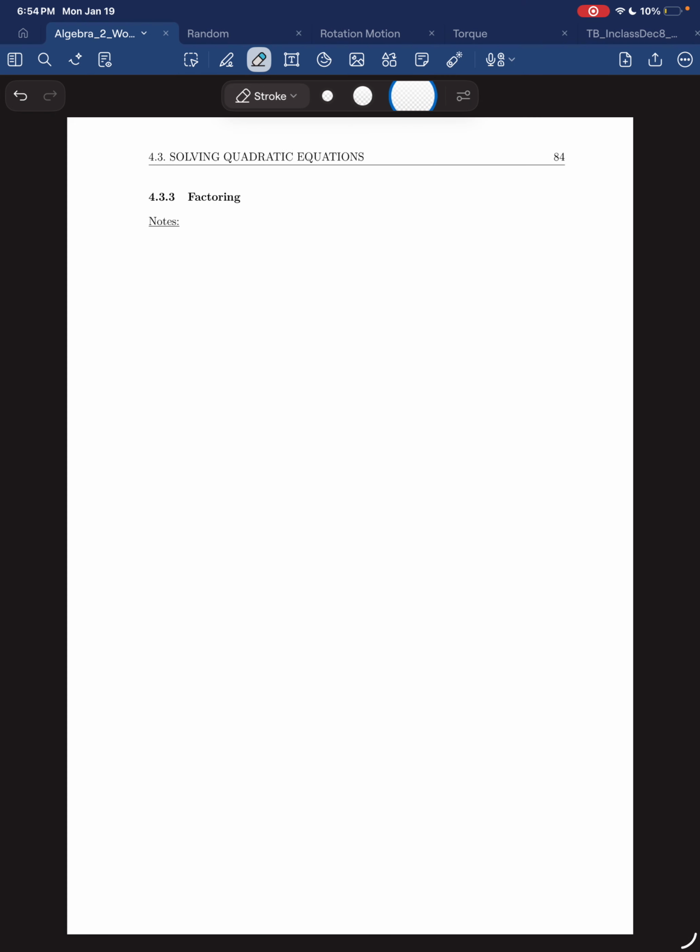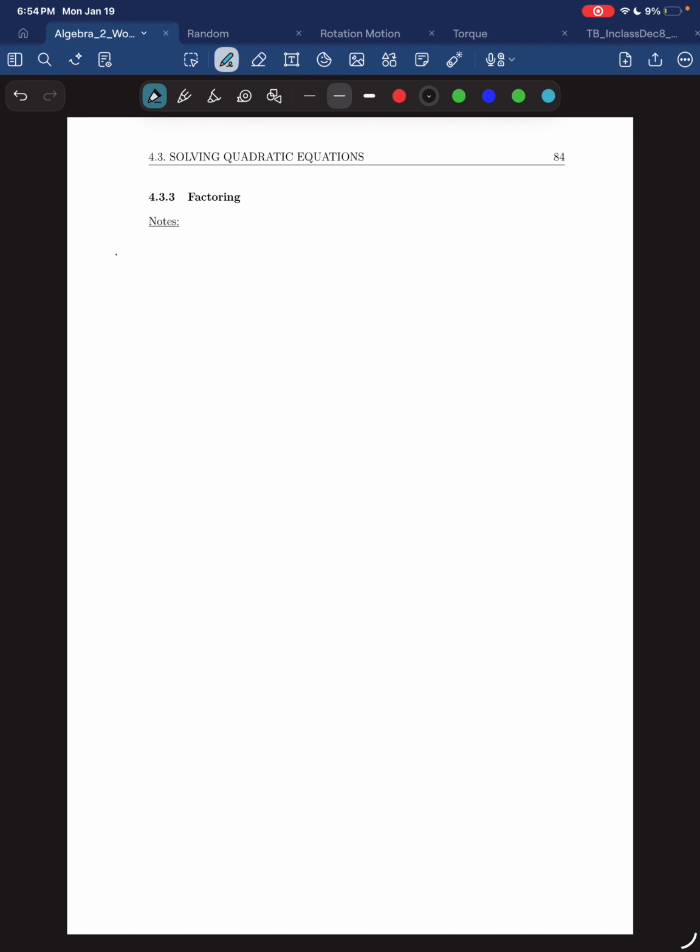Hey guys, this week we're going to focus our learning on a new method of solving quadratic equations. Whilst in our worksheets, we'll still see some practice questions that require us to use the formula, but a majority of our practice questions will be solved using the factoring method that we learned today.